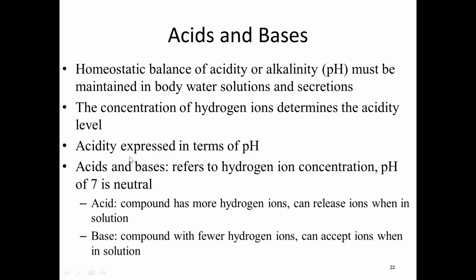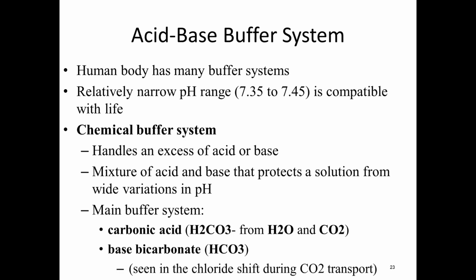Acidity is expressed in terms of pH. Acids and bases refer to hydrogen ion concentration. A pH of 7 is neutral, as I already told you. An acid is a compound that has more hydrogen ions and can release H+ ions when in solution. A base is a compound with fewer hydrogen ions or more hydroxyl ions, or that can accept H+ ions when in solution. This is known as a base.